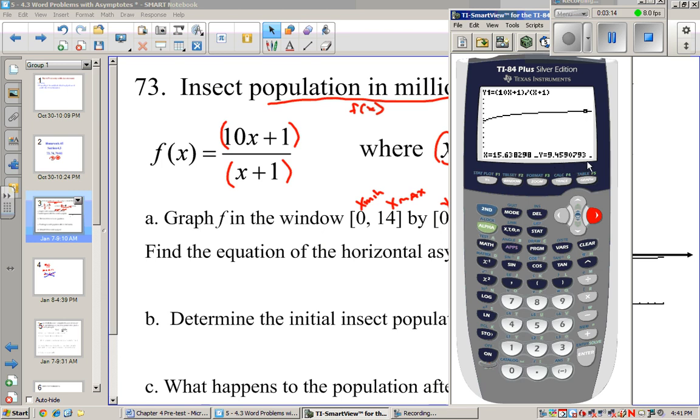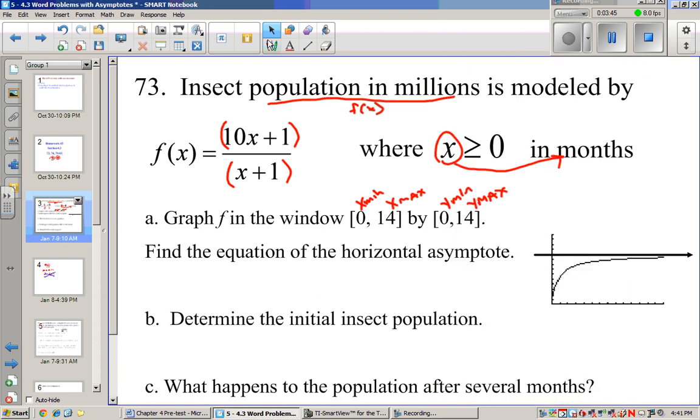The question is, is it 9.5? Is it 10? I can go to my table too and check this out. So let's start at 0 and go up by 10s on my table. There we go. I'm up to 60 and I'm at 9.8. As I scroll down, I'm thinking it's never going to get bigger than 10, and that's what it's looking like. Here I'm already down to 470, and I still haven't hit 10. So we're going to say that the equation of my horizontal asymptote is y equals 10.